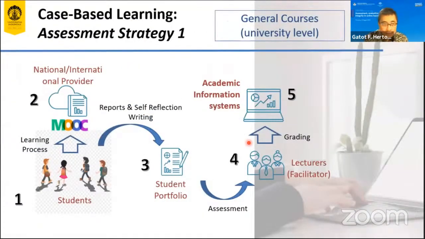We know that case-based learning and also project-based learning are actually part of student-centered learning, where student engagement is the key to success. So here, as an example, I show an assessment strategy that we apply in a general course at the university level at UI, where the course is designed as case-based learning.